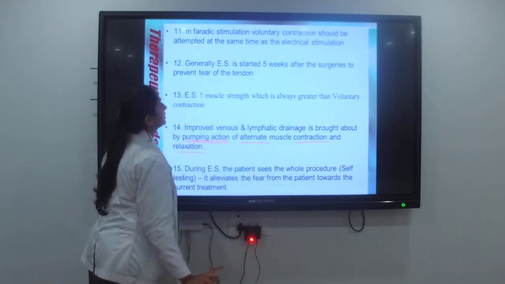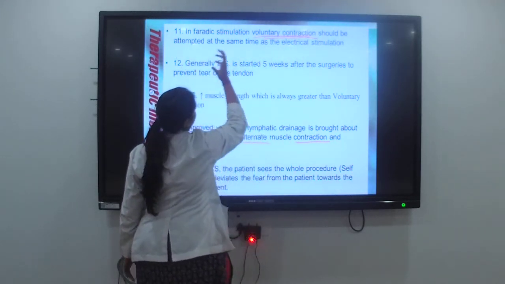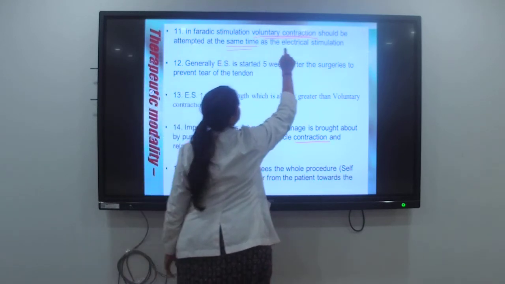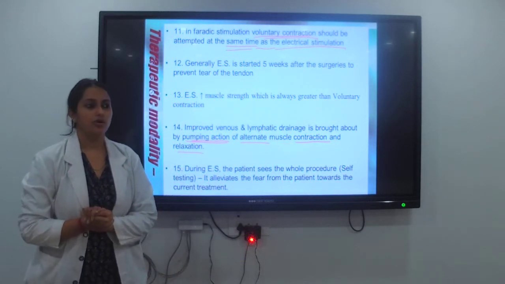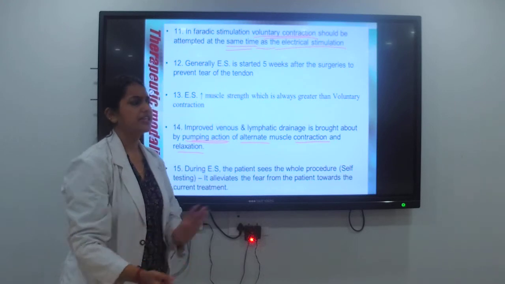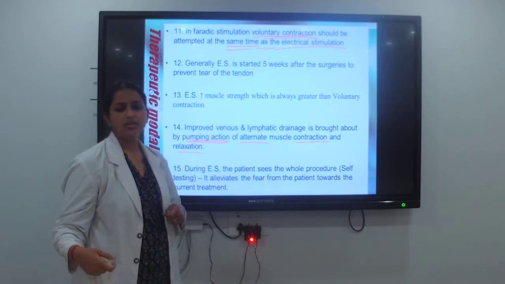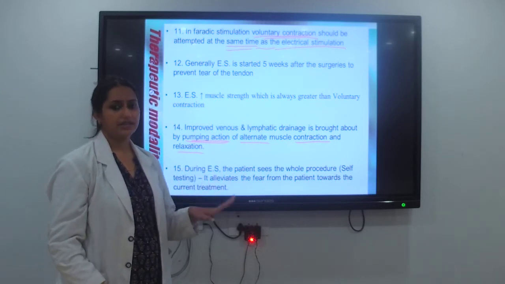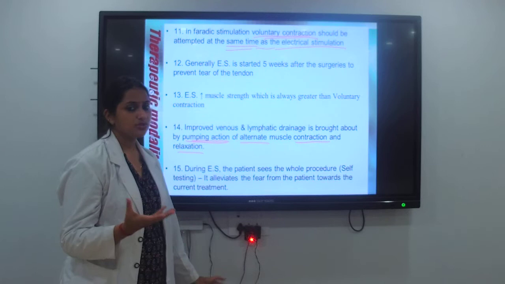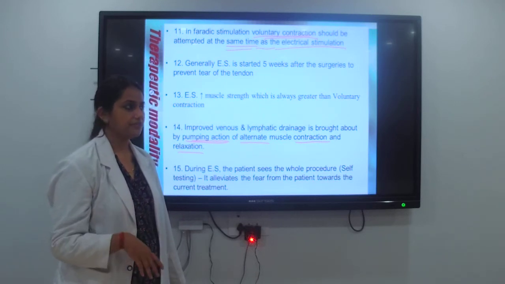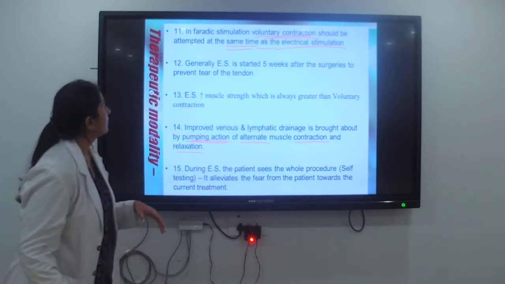What is more important is voluntary contractions at the same time as the electrical stimulation. I told you that you should place a ball in the hands, and even for the lower limb, if you have applied it over the foot or calf, you should tell the patient to plantar flex and dorsiflex. That is also a kind of voluntary action which will give the pumping effect in a more effective manner.